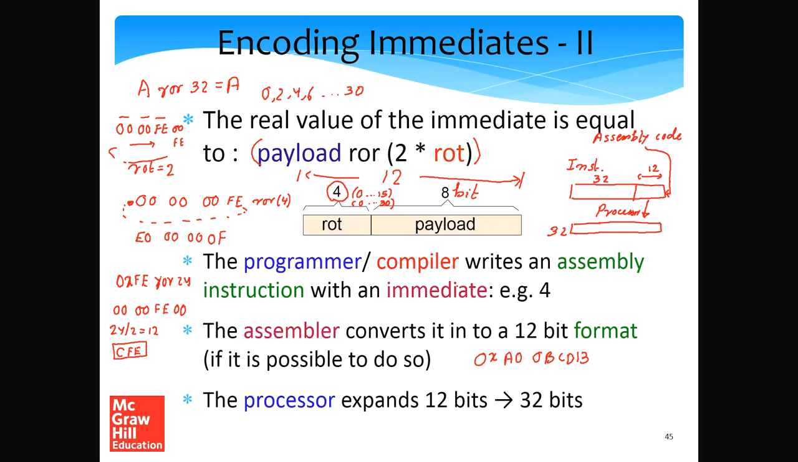Subsequently, when the processor sees this instruction, it takes the 12 bits out and expands them to 32 bits. How would it do it? It would basically take the field of 12 bits, divide it into two parts, the ROT and let's say the payload P. It will then take the payload and right rotate it with a number which is 2 times ROT. This will give us a 32-bit number which the processor will internally use.